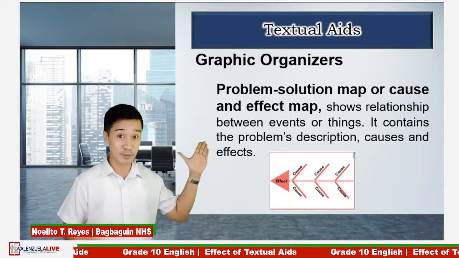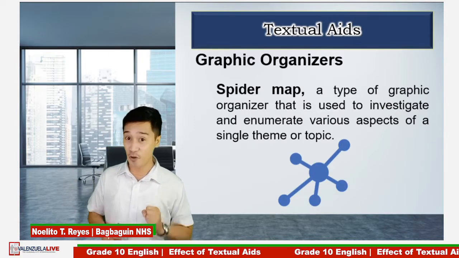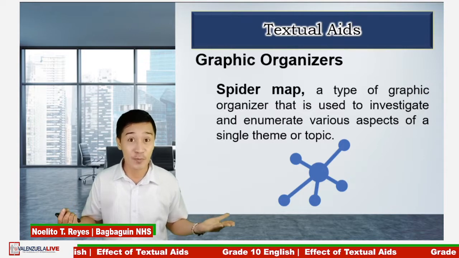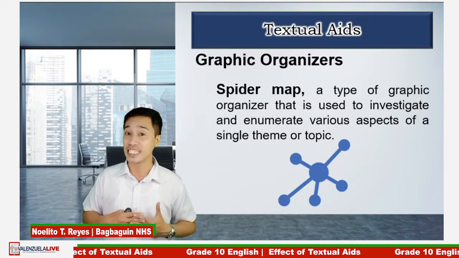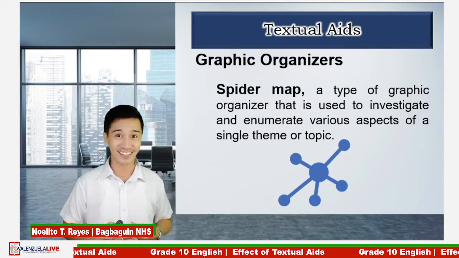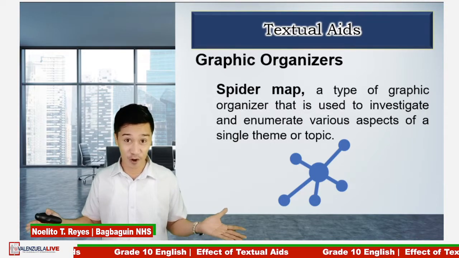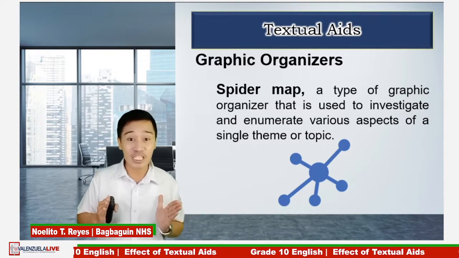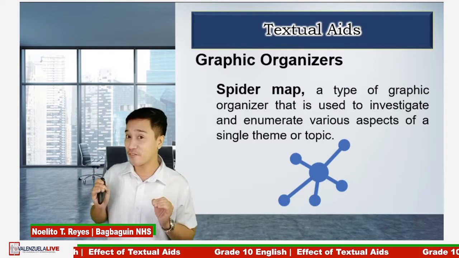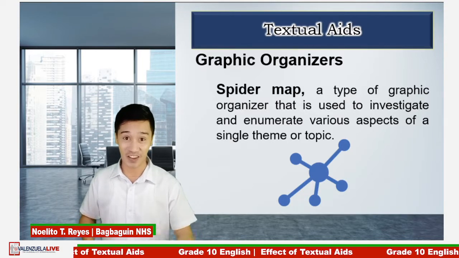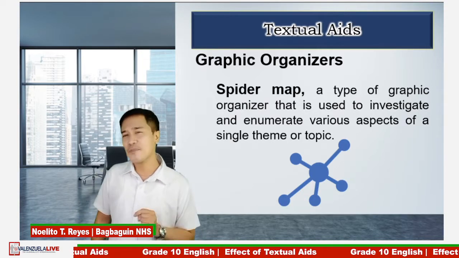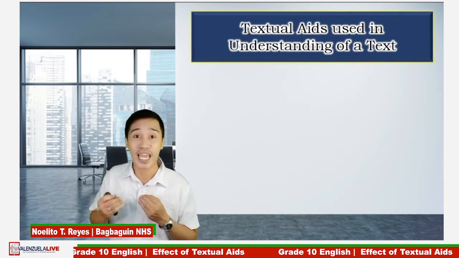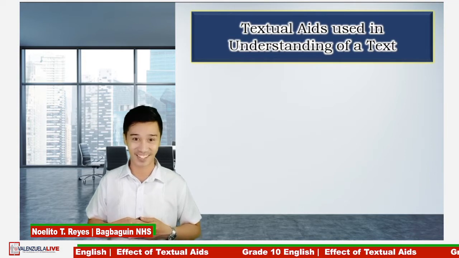And a spider map, a type of graphic organizer that is used to investigate and enumerate various aspects of a single theme or topic. We do have a lot to choose from, right? All you have to do is to decide based on your purpose and the information you are planning to convey. But what about the textual aids that you need to use to better understand a passage or a text?